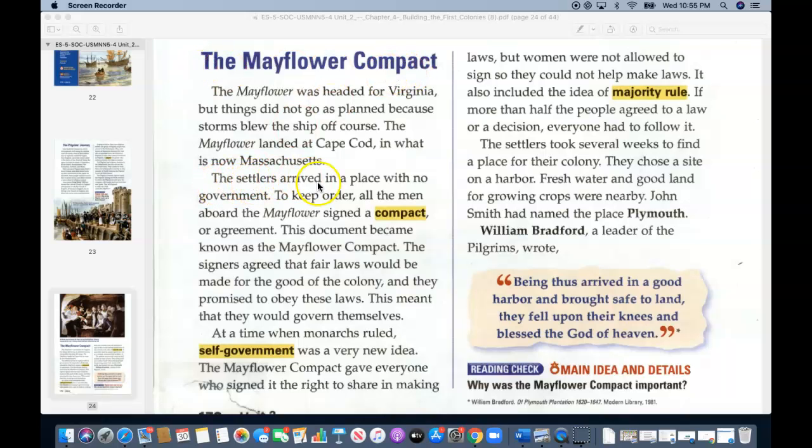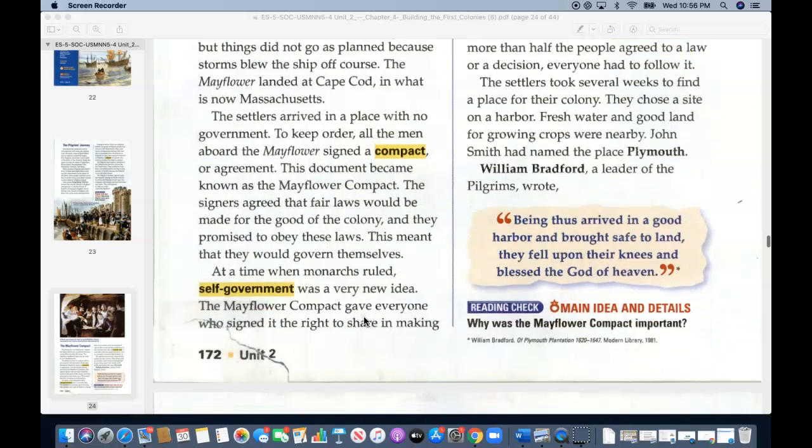The settlers arrived in a place with no government. To keep order, all of the men aboard the Mayflower signed a compact, or agreement. This document became known as the Mayflower Compact. The signers agreed that fair laws would be made for the good of the colony, and they promised to obey these laws. This meant that they would govern themselves.